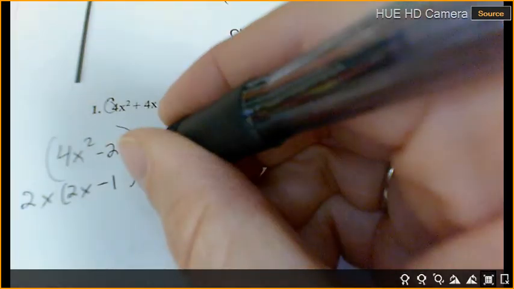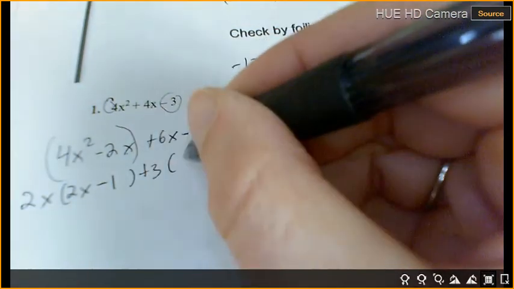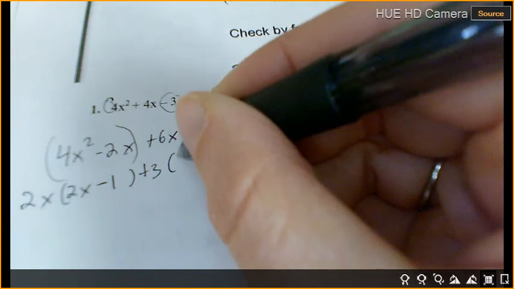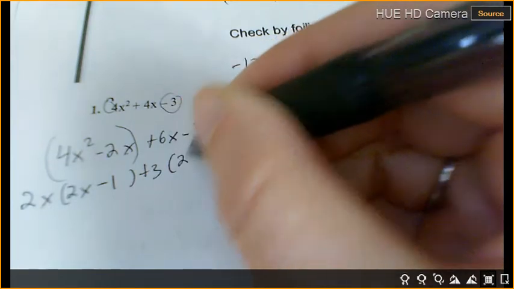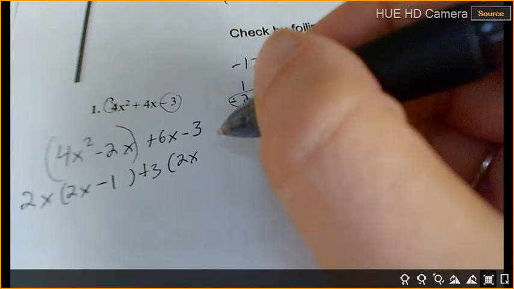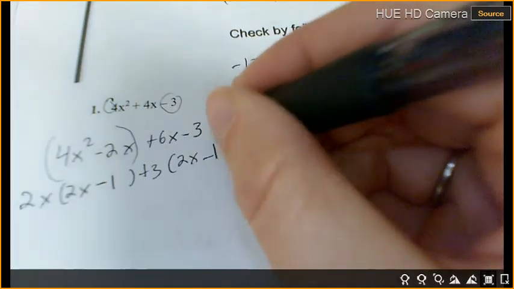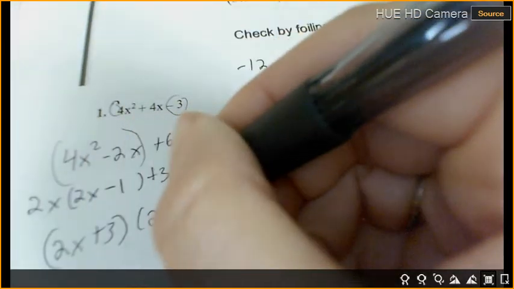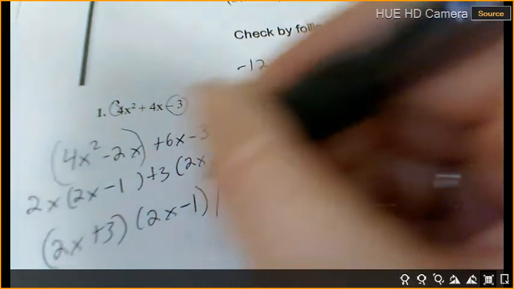Okay. What can I take out of 6x and 3? 3. 3 times what gives me 6x? 2x. 3 times what gives me negative 3? Negative 1. Okay, so I'm going to go 2x plus 3 times 2x minus 1 is my final answer.